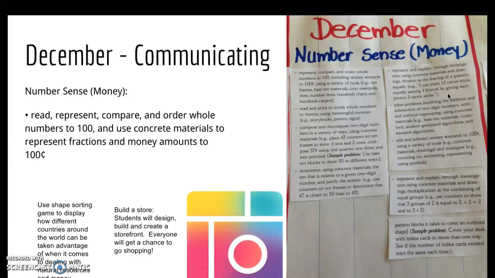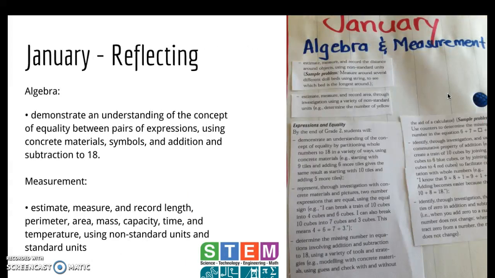And then we're going to play the game that I wrote earlier, the shape sorting game, to display how different countries around the world can be taken advantage of when it comes to dealing with natural resources and money. It's just a great way for the students to get a look at social justice when it comes to how money is divided throughout the countries around the world, and how natural resources play a role with that as well. So that's the month of December.